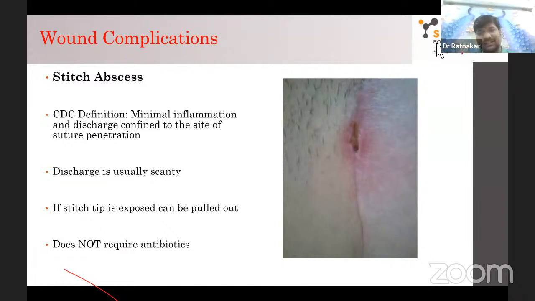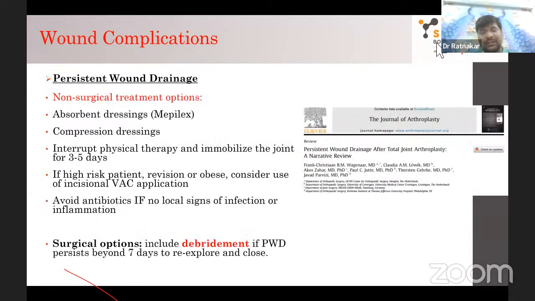Again, you should consider to temporarily withhold your anticoagulants or antiplatelets if you are using them in case of persistent wound drainage. And this is a condition where mechanical pumps are advisable when you want to stop your anticoagulants.